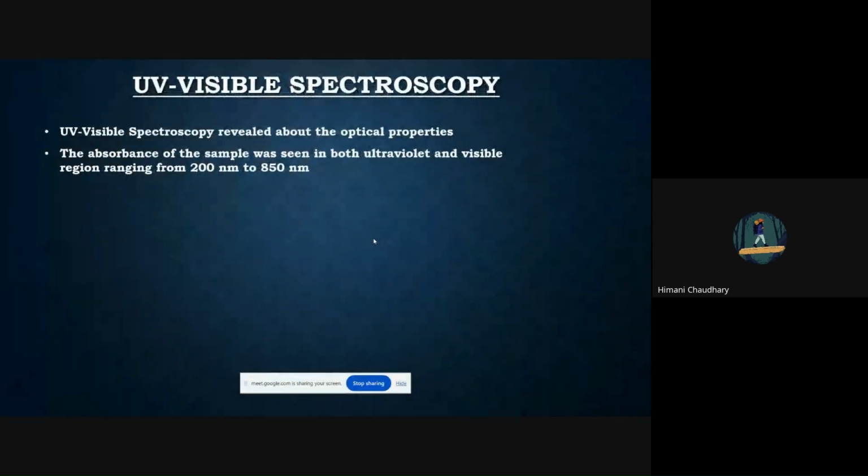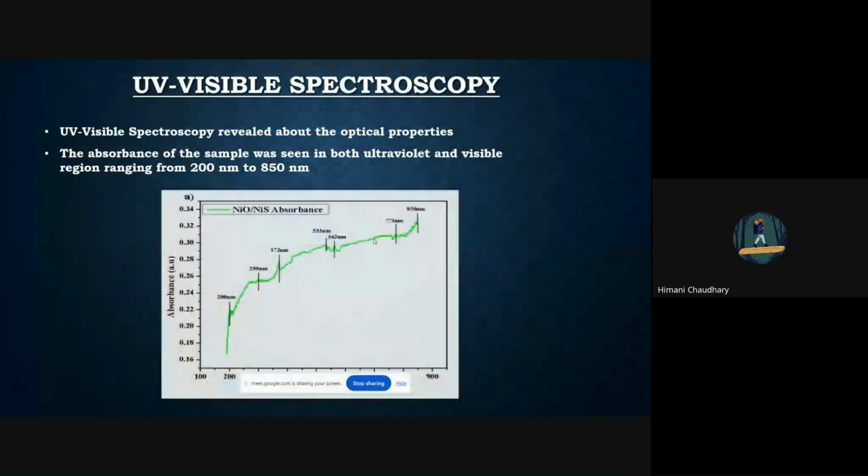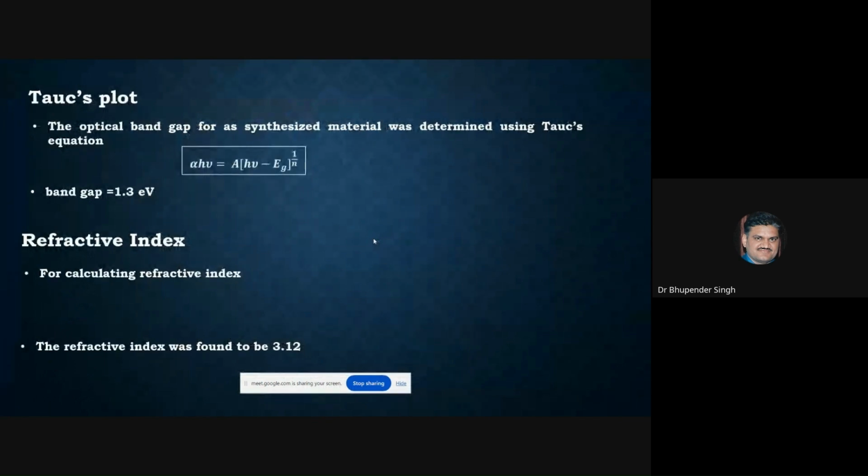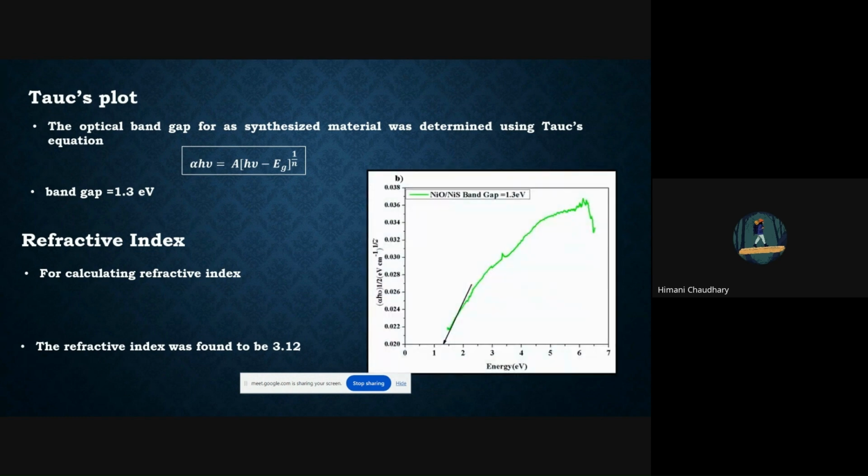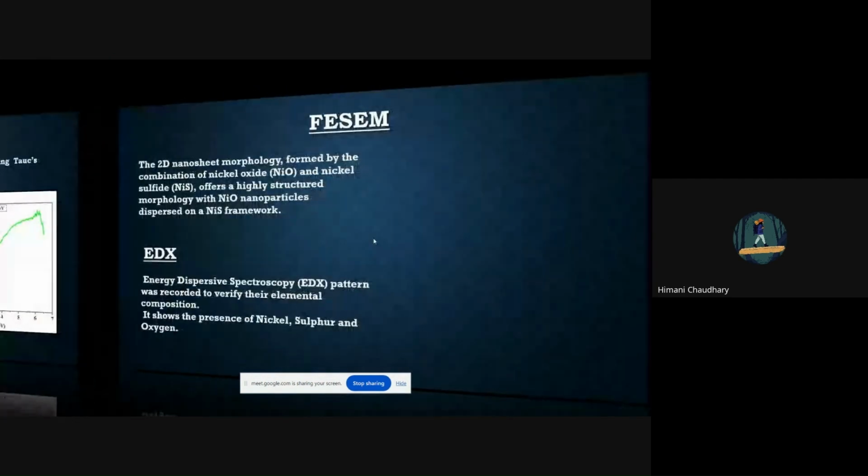Now the UV-visible spectroscopy reveals the optical properties. The observation of the sample was made in both the ultraviolet and visible range. In which solvent did you disperse your powder, or did you use the DRS method? DRS. Okay. Yes, this is a Tauc plot method, and we get the band gap and refractive index equation. On the right-hand side is the band gap, and the refractive index was found to be 3.12.